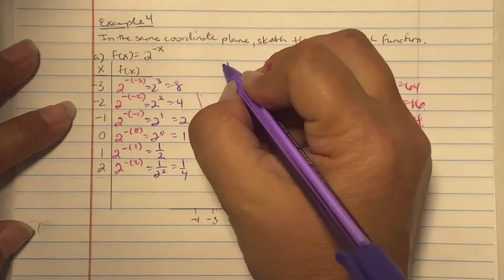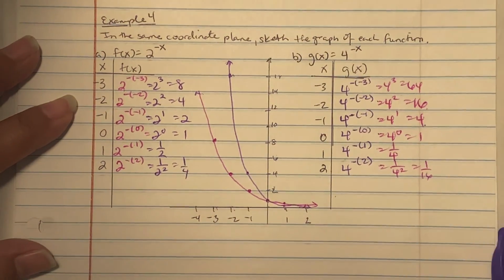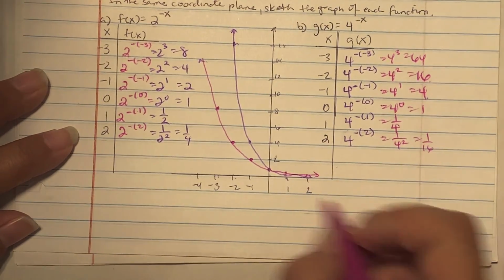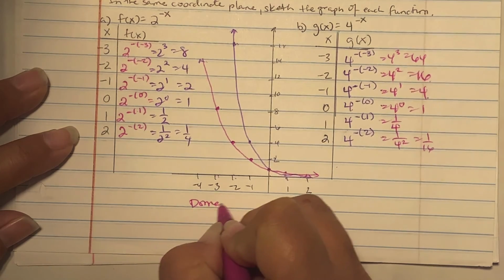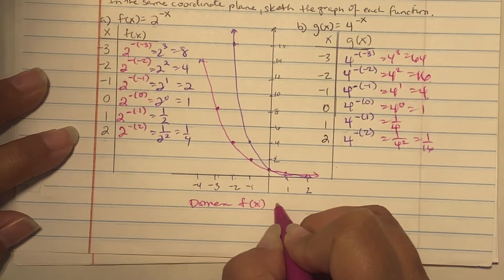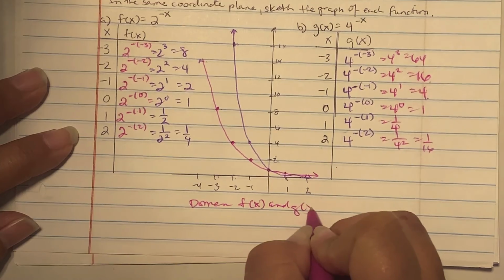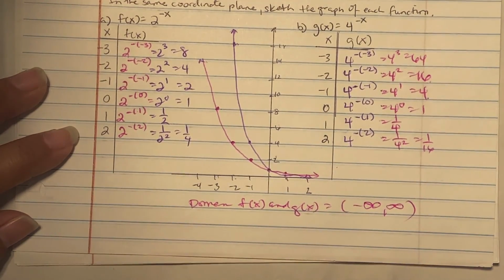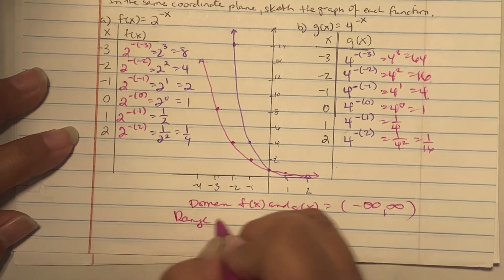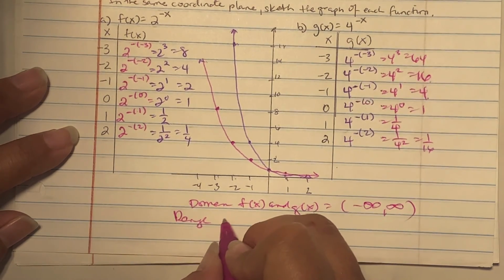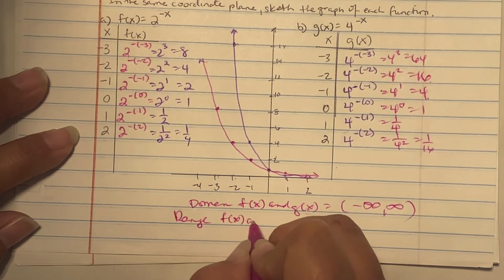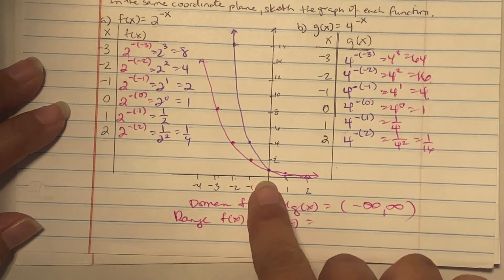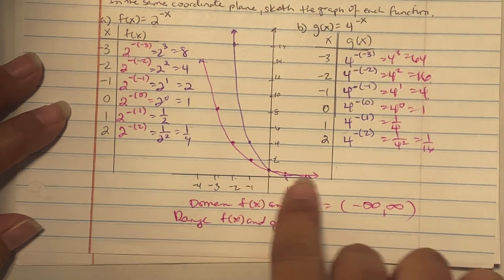So again, in this one, our domain for f of x and g of x is -infinity to +infinity. The range, though, does the opposite of the previous problem. The range of f of x and g of x, notice that the y values did not drop below 0. So again, we're from 0 to infinity.